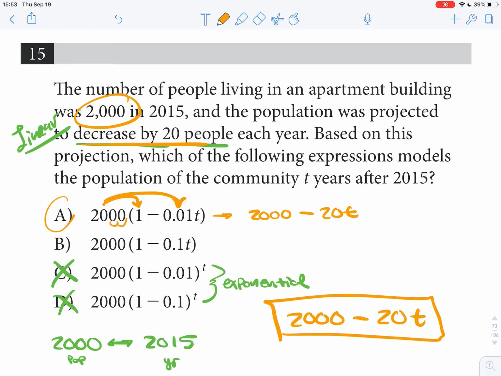That looks good to me. Pre-circle, but let's just go ahead and double check. Same thing, 2,000 minus, and now when we divide by 0.1, that's division by 10, and that's going to be 200t. So, yeah, confirmed A is the right answer.